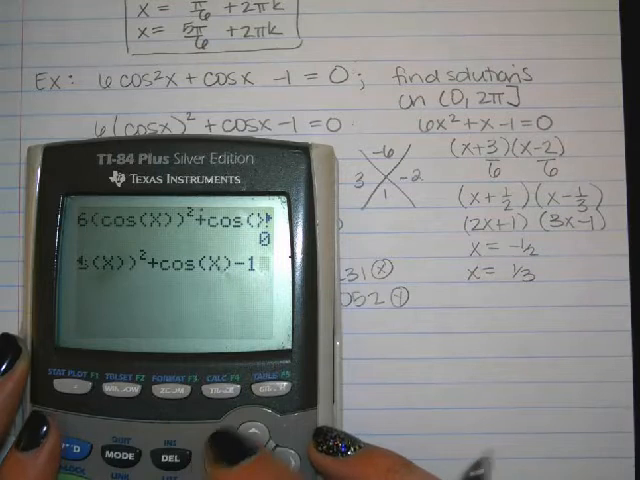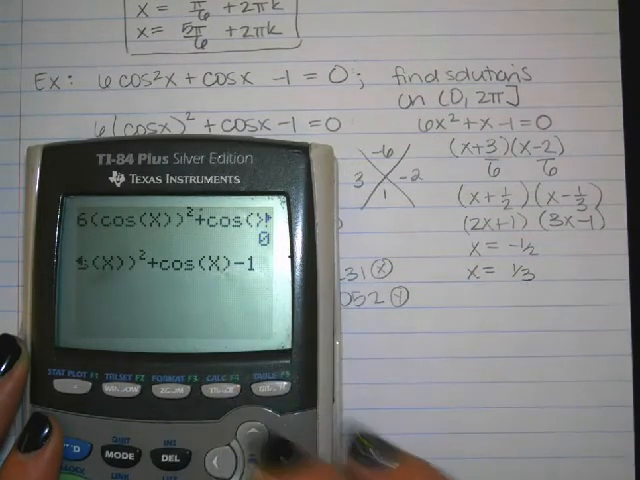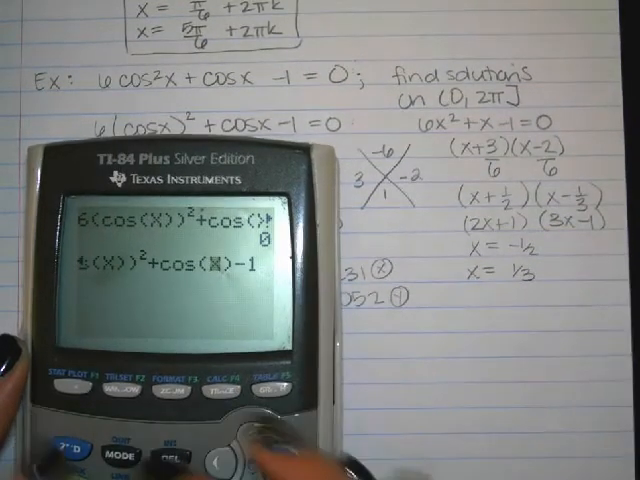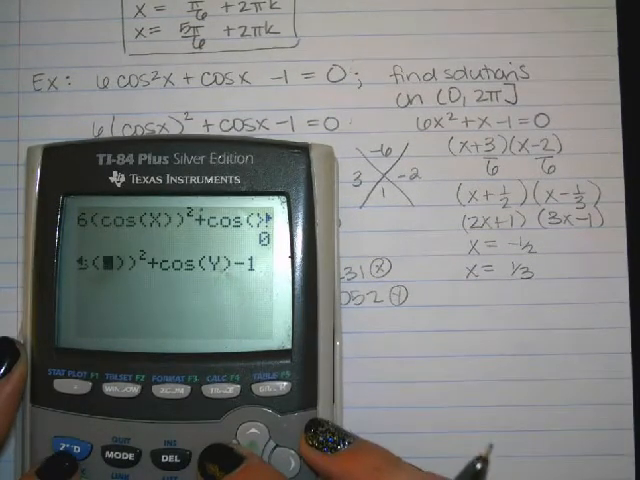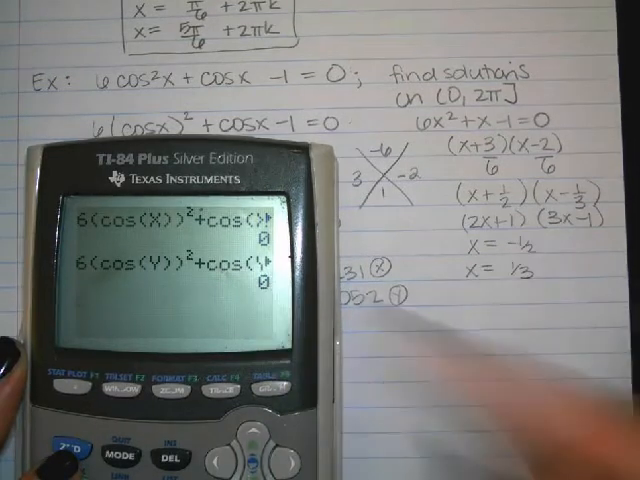So when you're done with that, if you hit second enter, it will get it back up on the screen again, and then you can go in and put y's in instead. And that one should give you 0 as well.